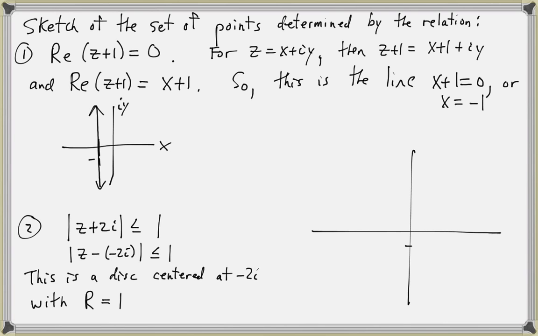So this would look like, negative 2i would be on the imaginary axis. So here's the real axis and the imaginary axis. Then minus 2i would be right here on the negative imaginary axis. And so the circle centered at negative 2i with radius 1 would look like this. And since this is less than or equal to 1, I could shade in the whole disk. So this would be the set of points absolute value of z plus 2i is less than or equal to 1.